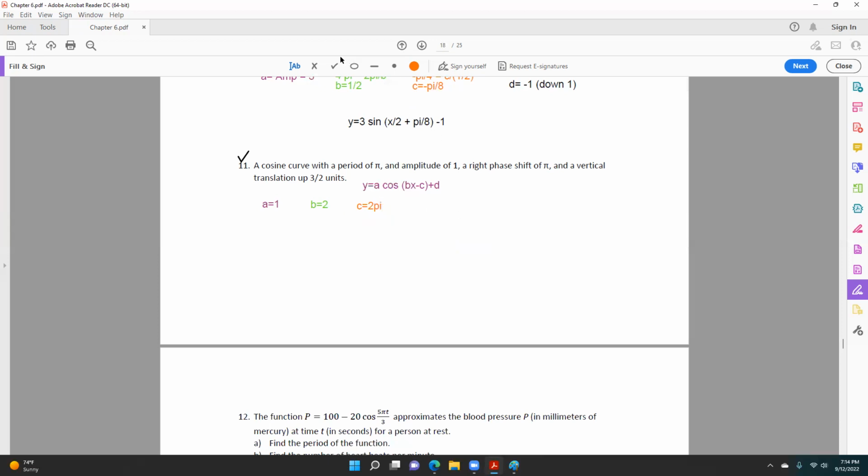And lastly is D. Anyone know D in this case? It's just 3 over 2. Yep, 3 over 2, because they are moving up by 3 over 2. So now what you do is put all this back into your equation. Your answer will be y equals cosine, and if you put 1 in front, it's up to you, 2x minus 2 pi, because your B is 2 and your C is 2 pi, plus 3 over 2.